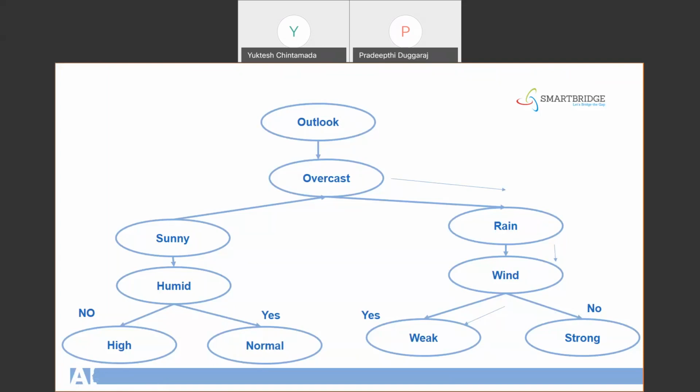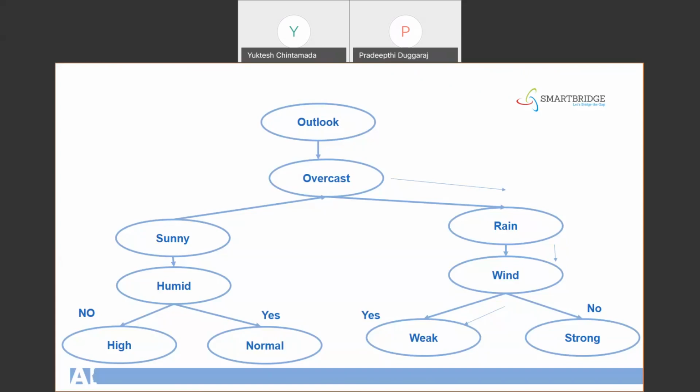In the same way, if I give another data, for suppose outlook is sunny, humidity is normal, wind is weak, now tell me whether the person will play or not.